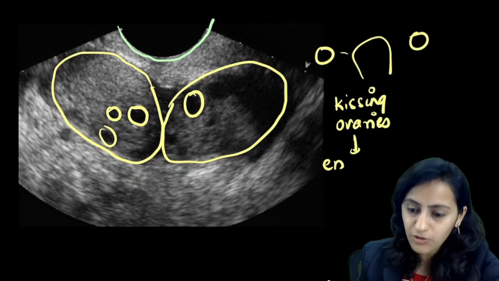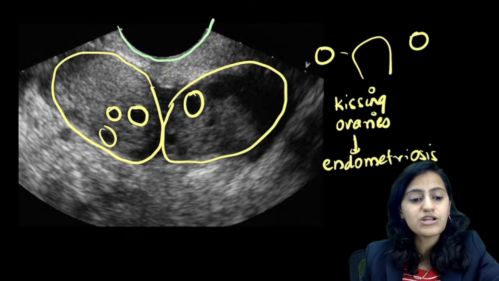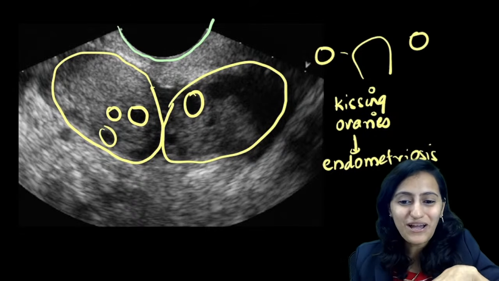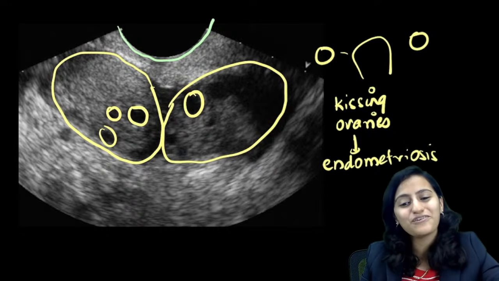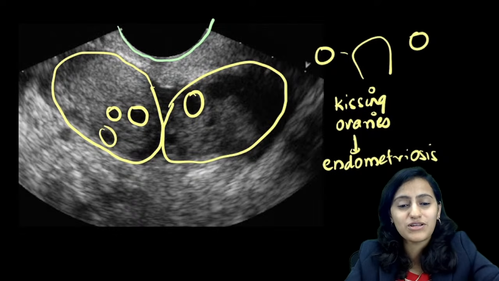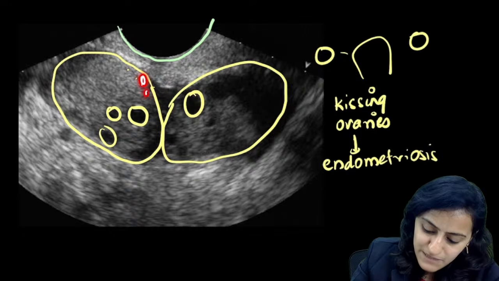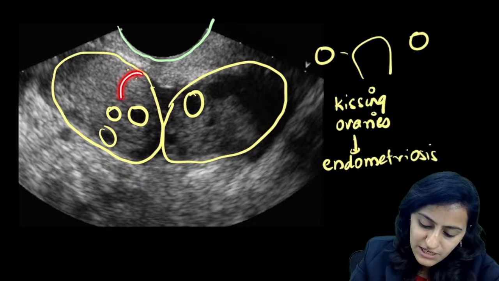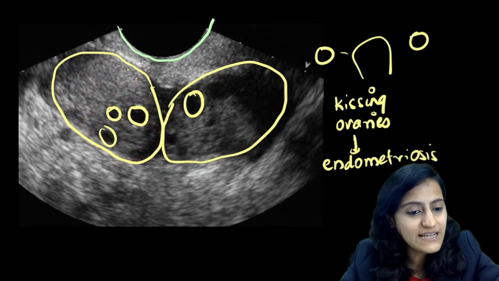Adhesions are a feature of endometriosis. Okay, so it is endometriosis where you are seeing the kissing ovaries. Remember that not every ovarian image on ultrasound is either PCOS or ovarian hyperstimulation. Kissing ovaries are a feature of endometriosis. Here you are not seeing the peripheral follicles, right? If it was PCOS, you would see the peripheral follicles. If it was ovarian hyperstimulation, you would see large cysts in the ovaries. You are not seeing anything of that sort here.